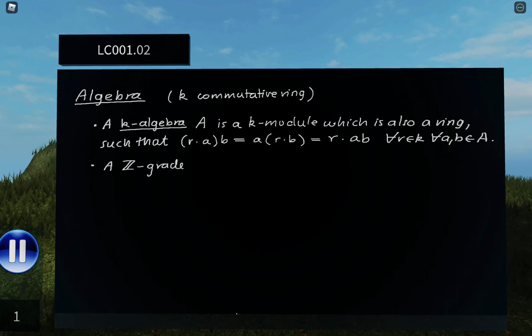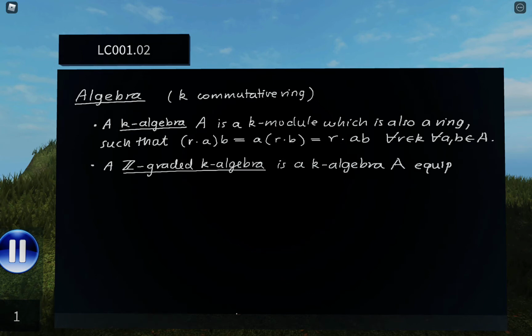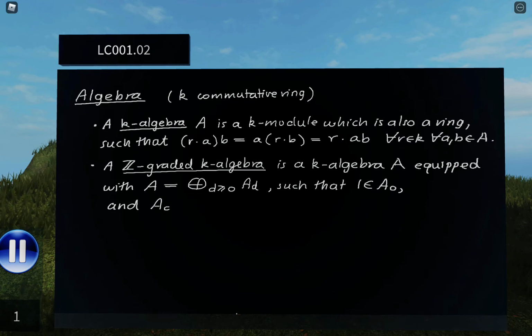A Z-graded K algebra is a K algebra A equipped with a direct sum decomposition as an abelian group. The elements of A sub D are called elements of degree D, such that the identity is of degree 0 and the product of elements of degree D with elements of degree E is of degree D plus E. I'll flag that by an algebra here I don't necessarily mean a commutative ring. So K is commutative, but the algebras may be non-commutative.